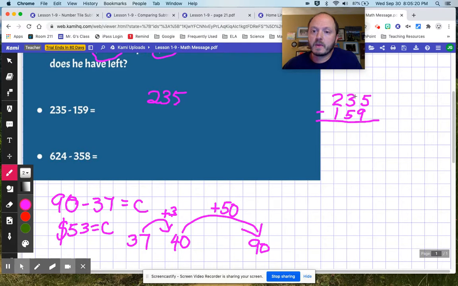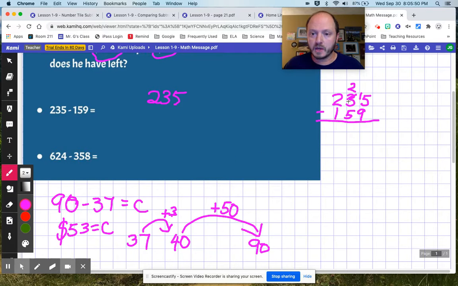So, all right, 5 minus 9, we can't do it. So we're going to regroup this 3 and make it a 2. And this now becomes a 15. So pause a second. Wait a minute. What did I just do? How did that happen? That is the confusing part sometimes for subtraction or addition when we regroup.